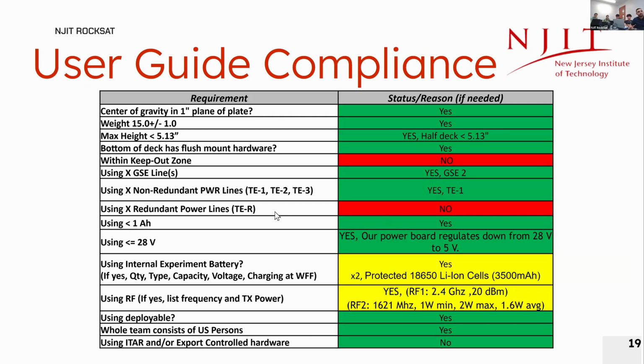And then for user guide compliance, it's about the same. Everything is the same except for using our 28 volts. We are staying under 28 volts. We're only regulating down to 5 for the Arduino and components, and then the 10 volt sweep for the Langmuir probe, and then the RF signals for the XP and the RockBlock.